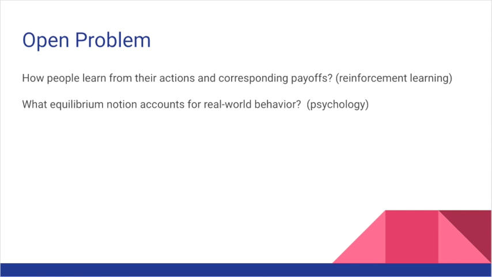Another one is what equilibrium notion accounts for real world behavior. This is also related to psychology, since we began by assuming that people are rational. They will play according to their self-interest in the game. However, this is not actually true in many places because some people are bad, they want to harm other people, or some people are more kind and friendly. They may sacrifice a little of their self-interest for the greater good of other people.